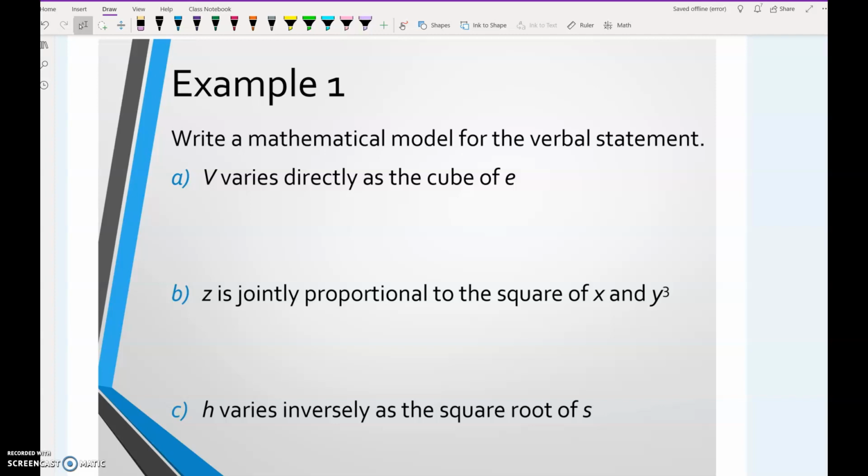V varies directly as the cube of E. So it says directly. What does directly mean? K times something. Afterward it says the cube of E. So that means we do K times E cubed. And what varies directly? V. So V equals KE cubed.